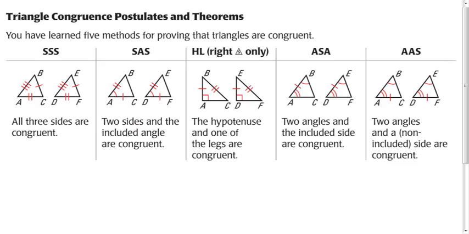So to review, here are the 5 different triangle congruence postulates and theorems. You have to know these. And we're going to look at different examples, and we have to identify which of the 5 we would use to show that they're congruent.